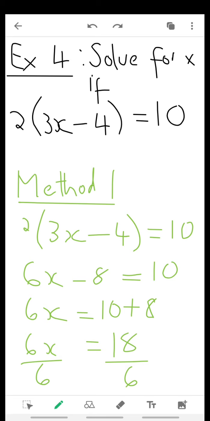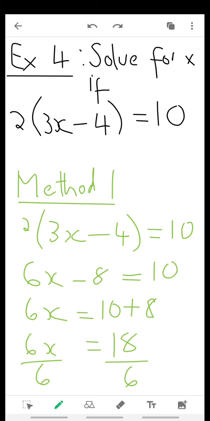The other method would be not to divide, but to first distribute the 2 by multiplying by the terms inside the brackets. So those will be the two methods that I'm going to use, okay? Let's start with the first method of distributing, using the distributive law. So 2 times 3x will be 6x. Then 2 times minus 4 is minus 8, all equals 10. Now, the minus 8 doesn't have an x, it will go to the other side, it will be a plus 8. Therefore, I'll be left with 6x equals 18, okay?